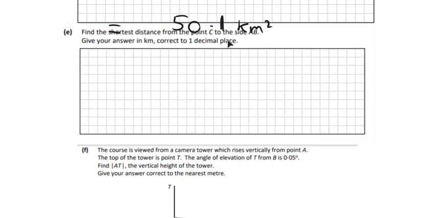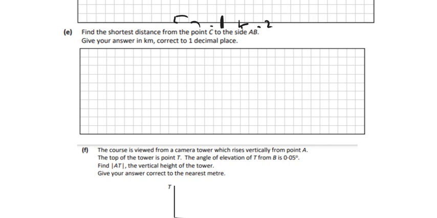Right, so this bit, I just rub out that then. So that's the answer to part D, and we have 50.1 kilometers squared. So I'll just rub that out so we can see the next question. So you have to find the shortest distance from point C to the side AB. So give your answer in kilometers.